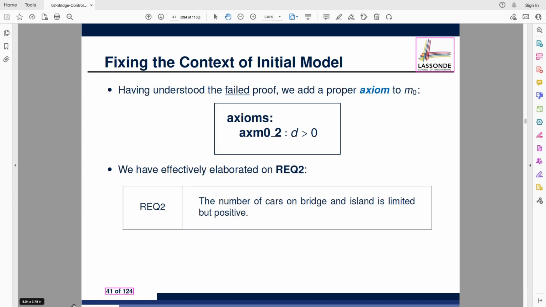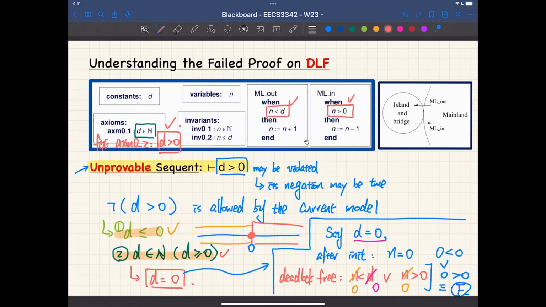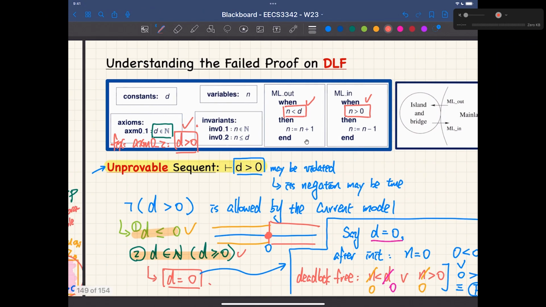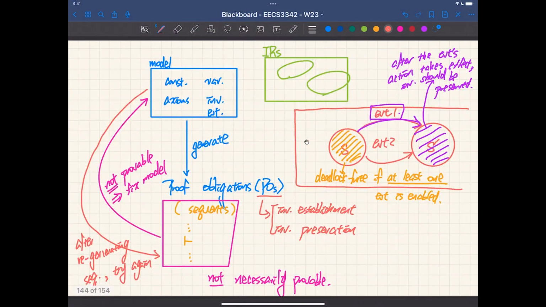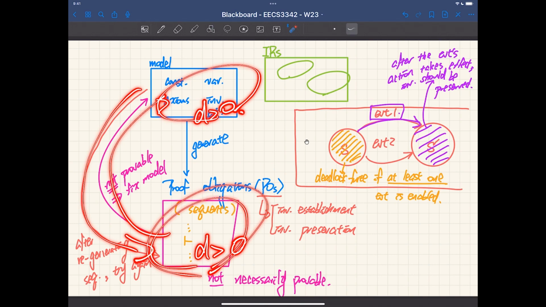So we're going to fix by adding this new axiom. Now, again, let's go back to the flow diagram. It is so important to know where you are. If you go back to this flow diagram here, we found that D larger than 0 is unprovable, so we go back to fix the model by adding the axiom to say D is larger than 0. So now what should we do? We should go back, regenerate the proof obligation, and try to prove it again.